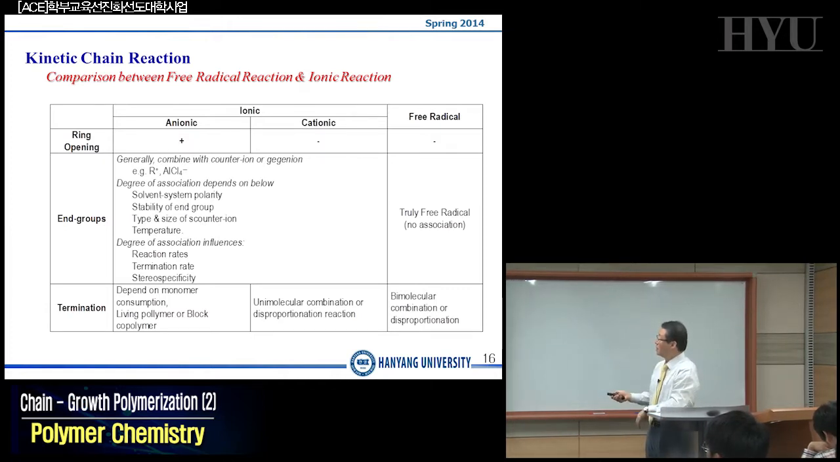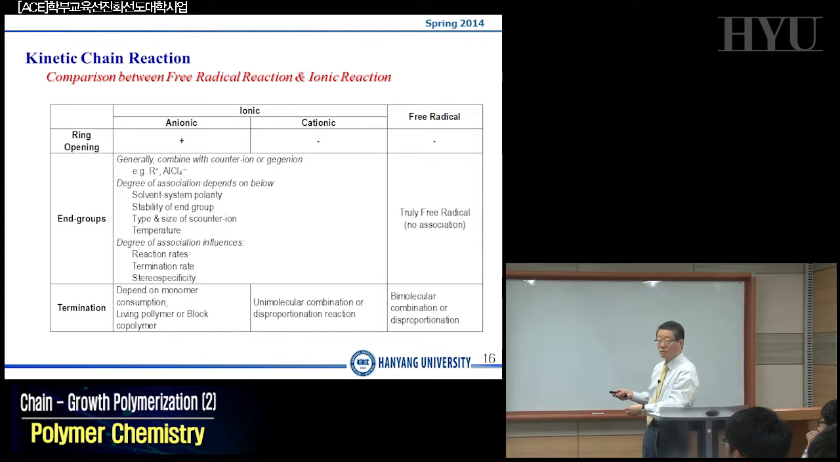So here, for example, if I have an initiator called Al+ or aluminum tetrachloride, depending upon what kind of alkyl group you have, what kind of methyl group or what kind of propyl group, you have a different strength in the cations.